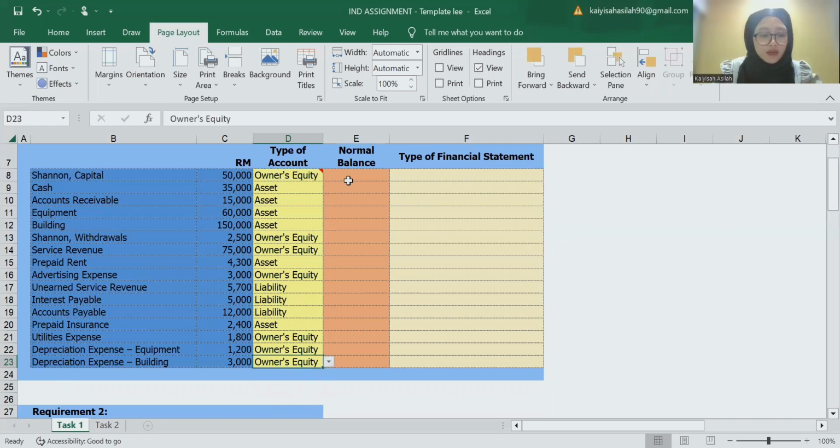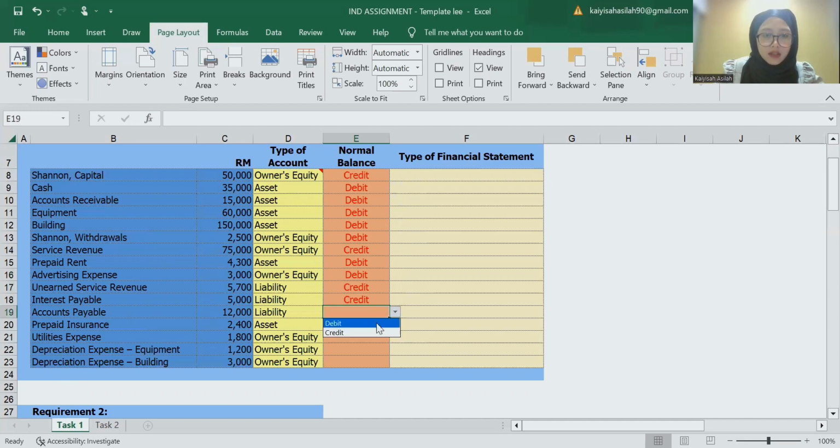So the normal balance of the share capital is a credit. Cash is a debit. All the cash goes to the debit. And then the owner equity for withdrawal is a debit, and service revenue will come to the credit. So the prepaid rent is a debit. Owner equity is a debit. Liability is a credit. And asset is a debit. Owner equity is a debit because it will go to the expenses.